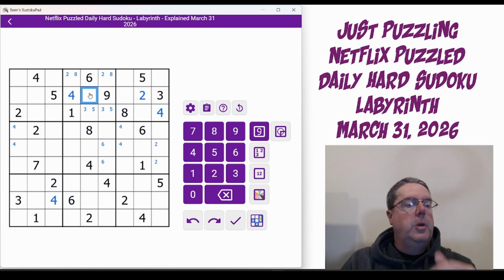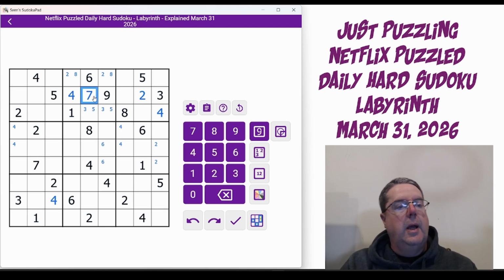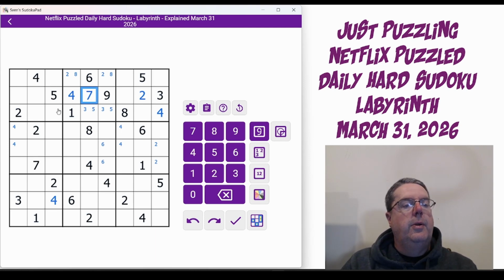So this should be a standalone number here. 1, 2, 3, 4, 5, 6, 7 can fit there, 8 and 9. So this is definitely a 7 here. Alright, so 7 can be here, here or here, based on what we know. 1's there, 1's there. So 3, 5.